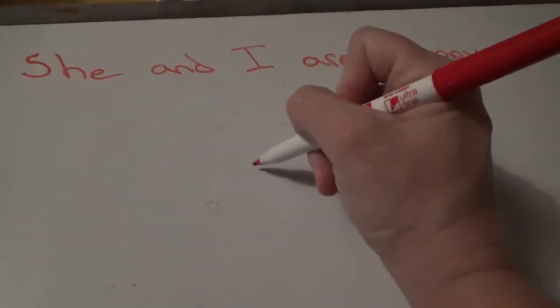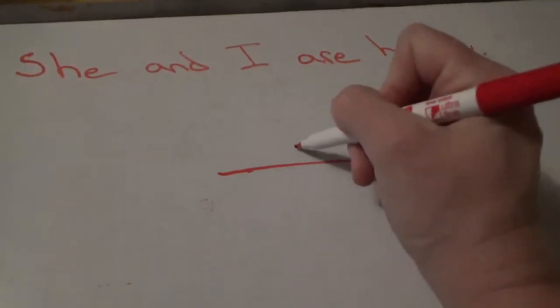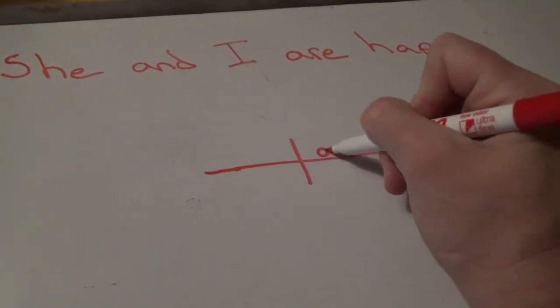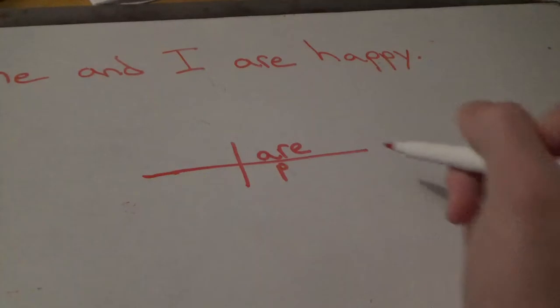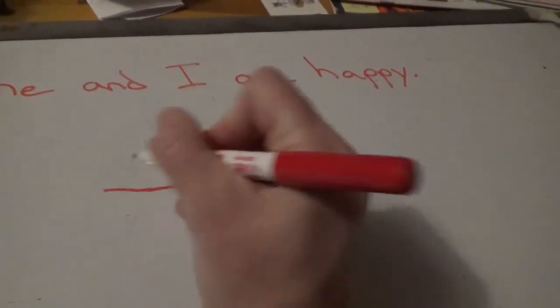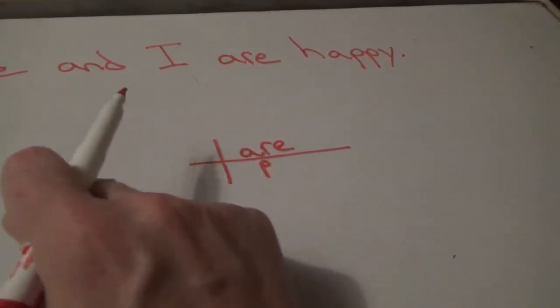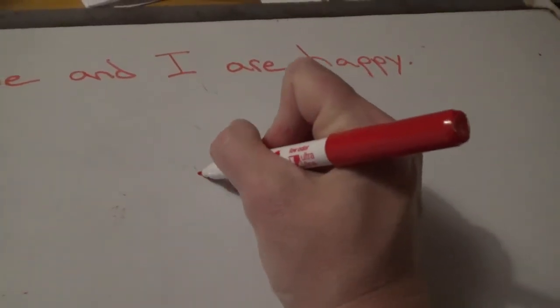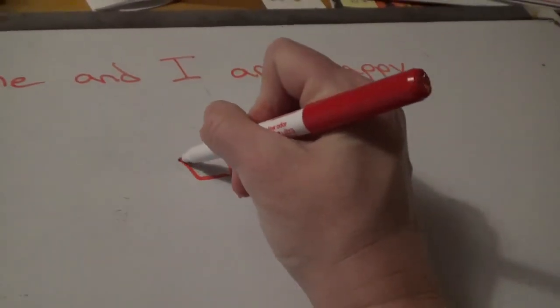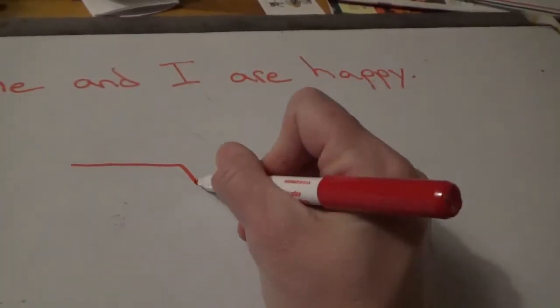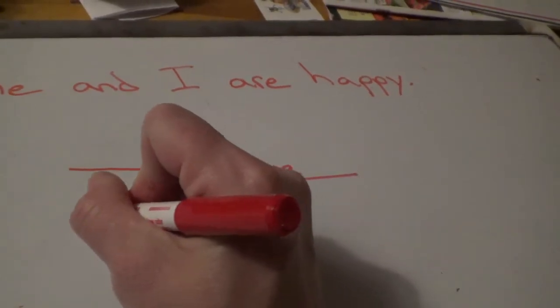Okay, let's talk about this one. The first thing you do is look for any prepositional phrases. There are none in this sentence, so we can move on to find our subject and our predicate. Our simple predicate is are, and our simple subject is she and I. It's a compound subject, so remember, I'm going to do this thing here like this. Review your handout on compound situations if you need to review how to do this.